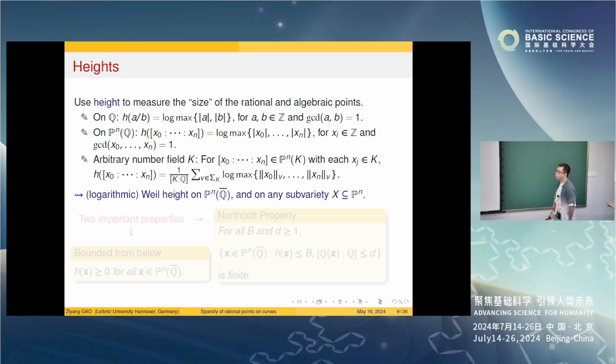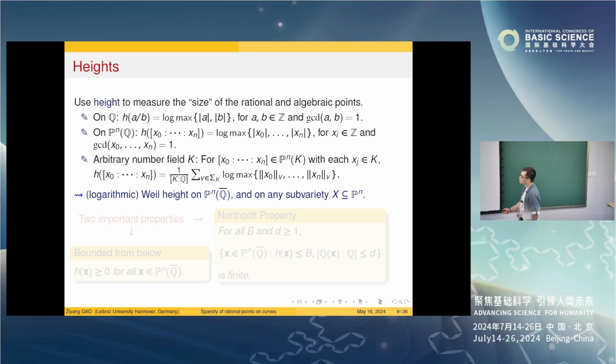Next, for arbitrary number fields, we cannot get something as clean as this one because the class number is not necessarily 1. But still, we can write down the suitable generalization of this definition to number fields. We need to consider all the places. So even the height seemed a priori to be defined using only the Archimedean place, but in fact, it does contain some information of the non-Archimedean places also. And because this is an arbitrary number field K, it doesn't change under field extension because we do this normalization.